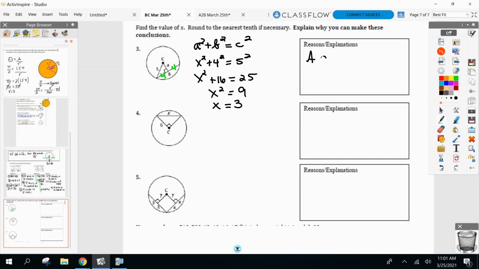Here you go. A diameter, or you can write the word radius. A diameter perpendicular to a chord does what? Bisects the chord. That is the circle theorem we just used here. All good? All right, take a peek at number 2.